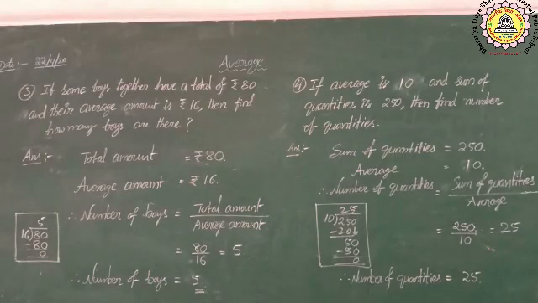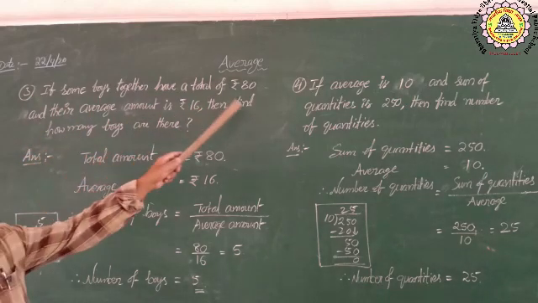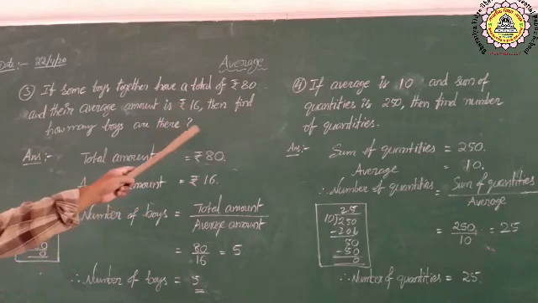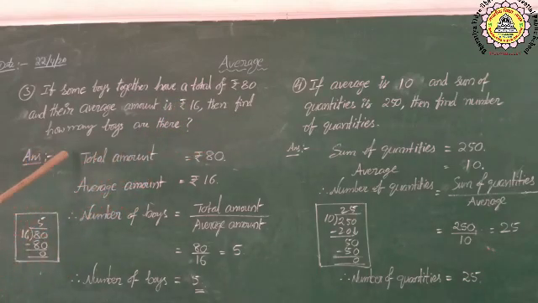My dear students, let us take one more example. See here, third one. If some boys together have a total of rupees 80 and their average amount is rupees 16, then find how many boys are there. See, while we are writing the answer, we have to write like this. Just once observe before writing this answer. Just observe the question. What do we have here?